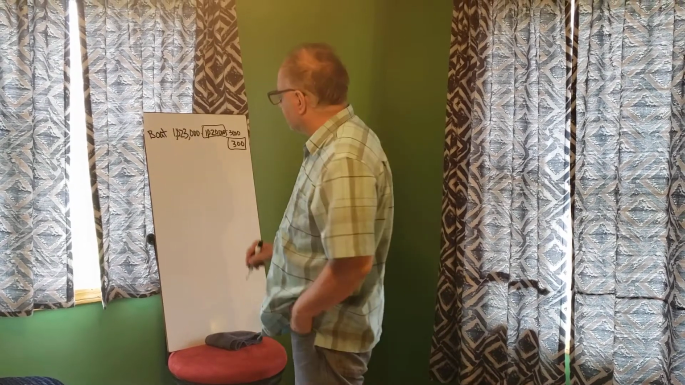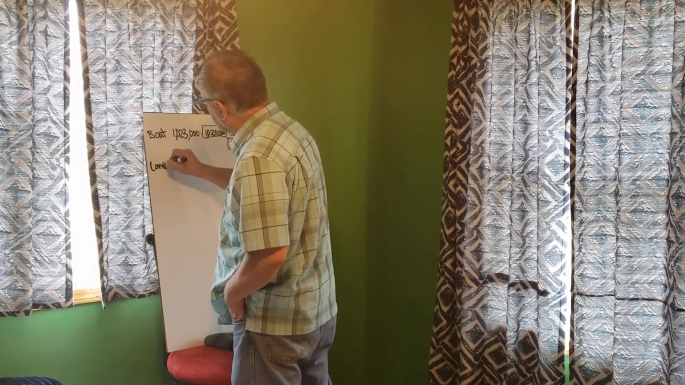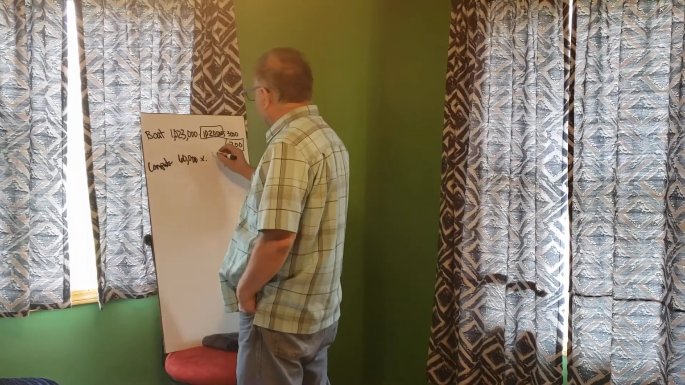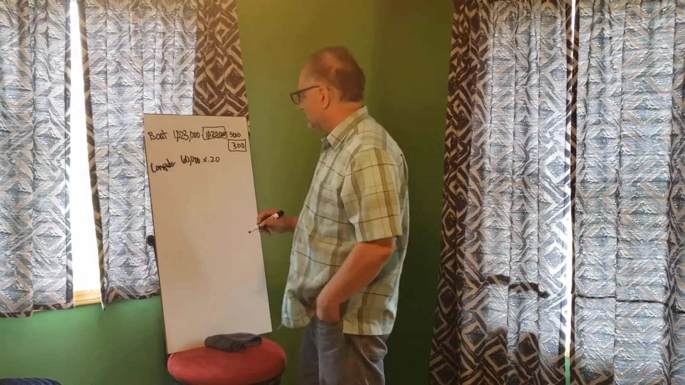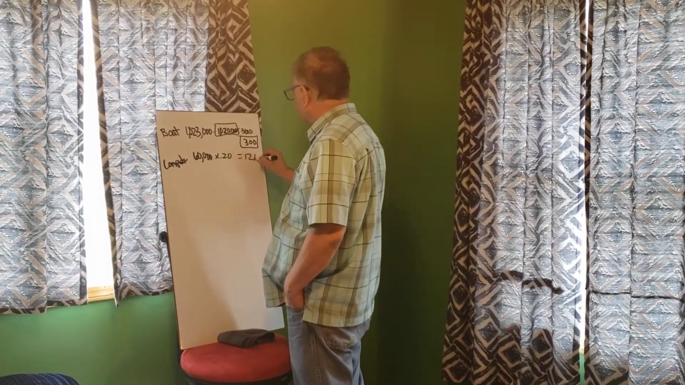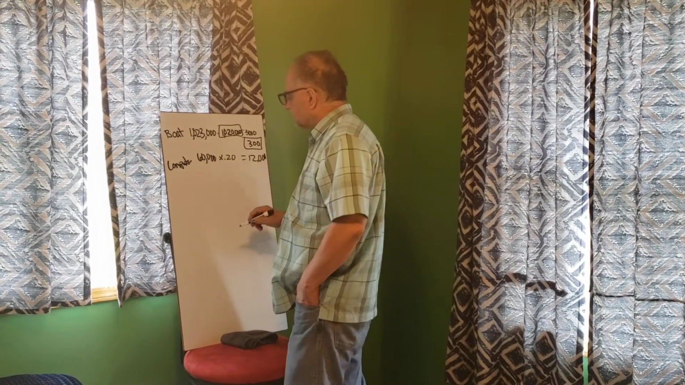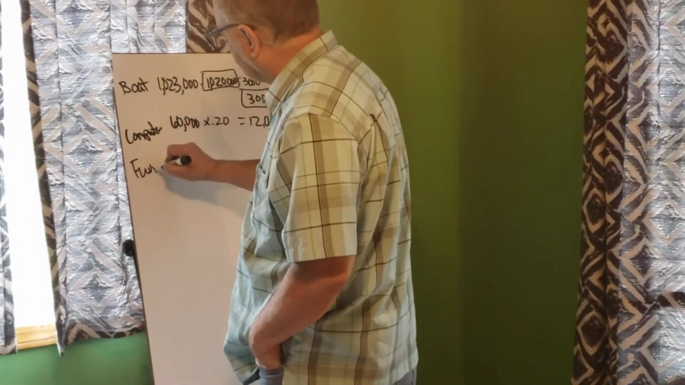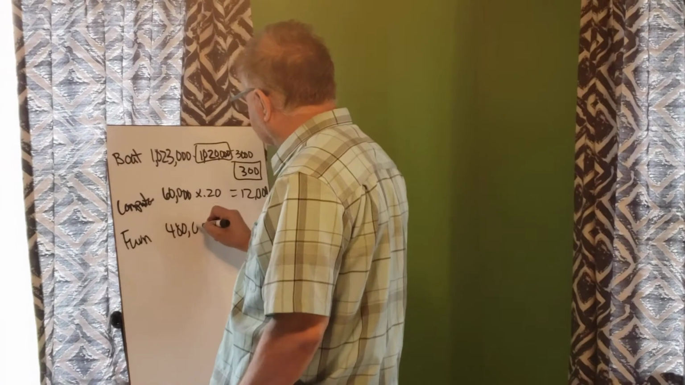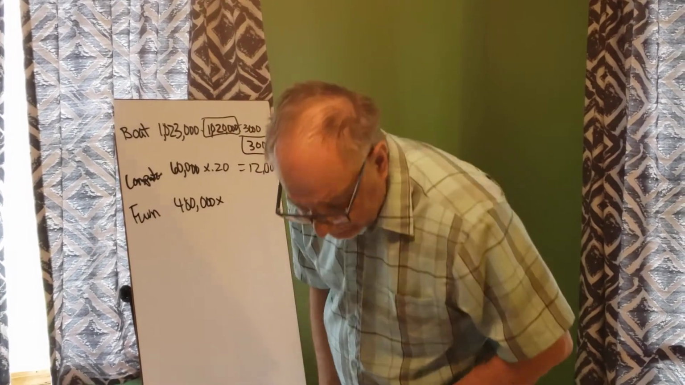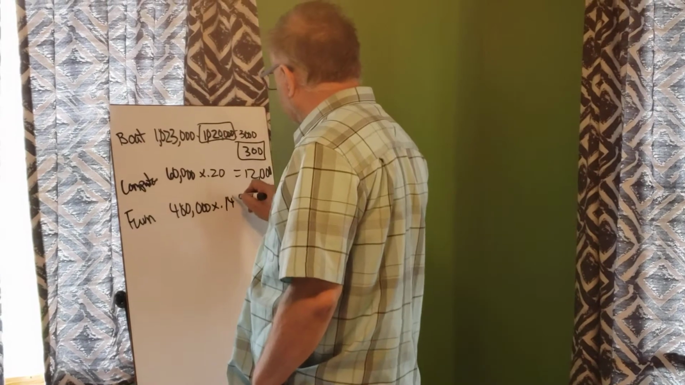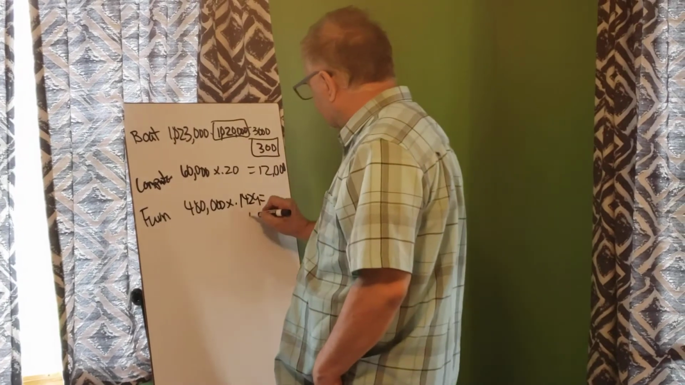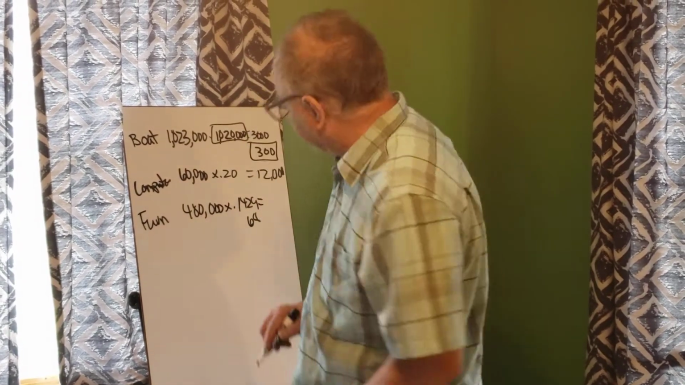Then we're going to take the computer, which is $60,000, times 20%, that's the table amount, gives me $12,000. Then we're going to take the furniture, 480,000 times 0.1429, again the table amount, which if I did the math right is 68,592.